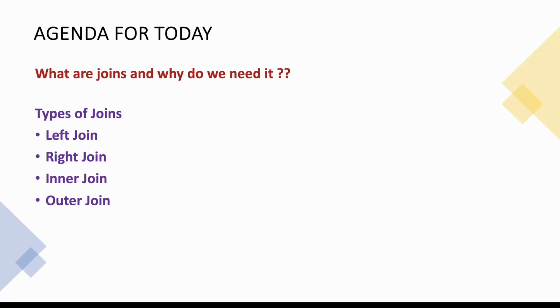So in today's video, we're going to learn about data joins. First of all, we'll try to understand what data joins are and why we need them. We'll understand some of these things with the help of a few examples. And then afterwards, we'll dive into the details of different types of joins. We'll take a look at left join, right join, inner join, and outer join.